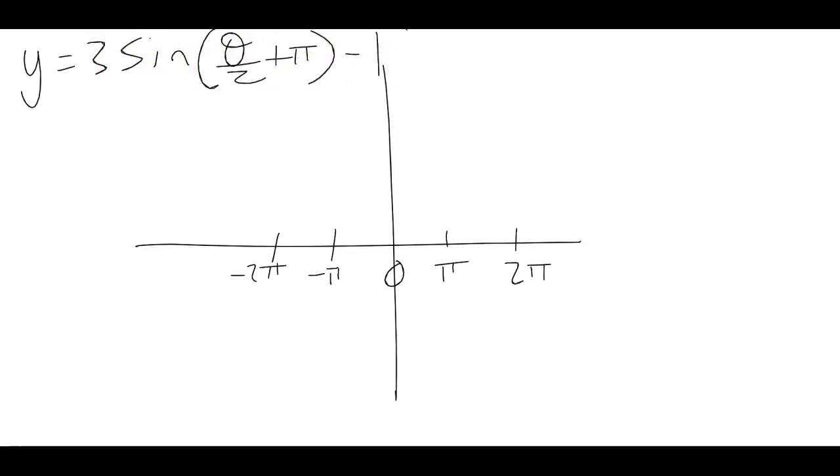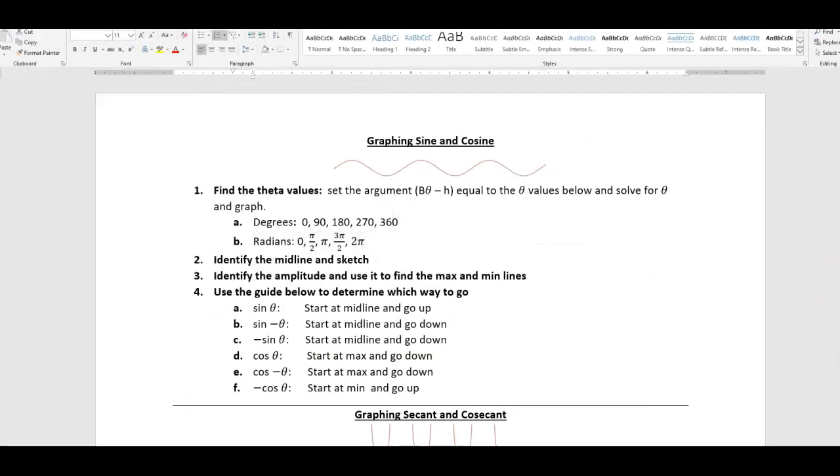Okay, the midline is -1. So I'm going to put my midline here at -1. Okay, what do we do after we find our midline? After you identify the midline, you're going to identify the amplitude and use that to find the max and the min.